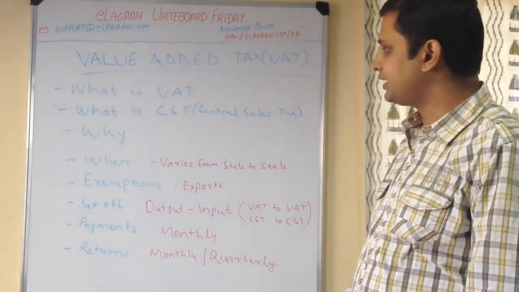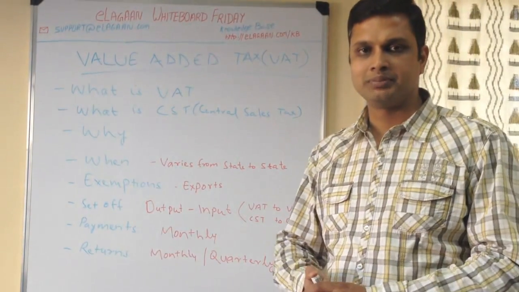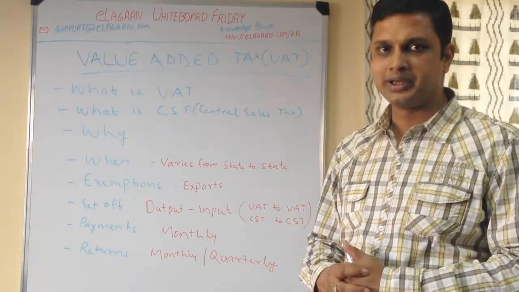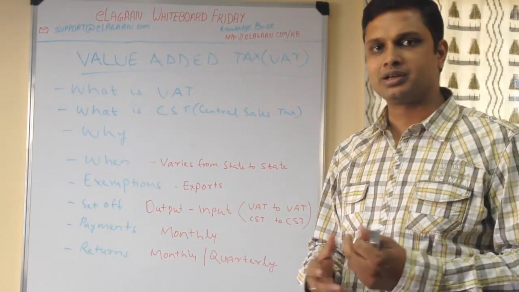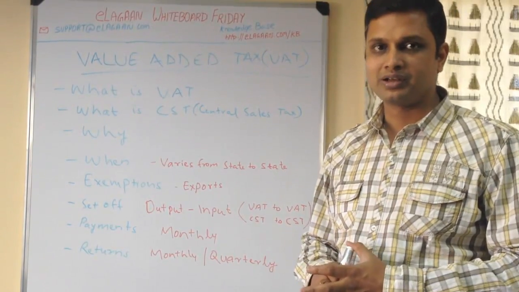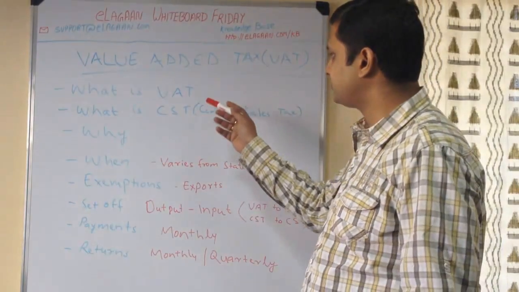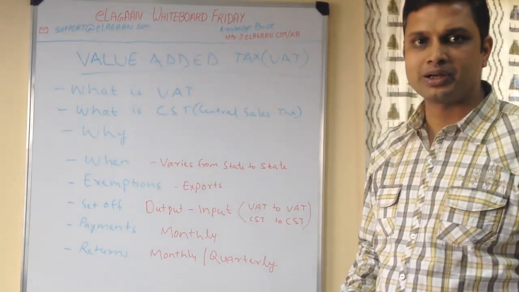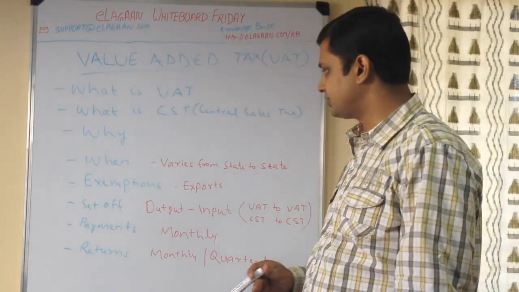Why VAT and CST? Because to keep the revenues of the government going, as you have service tax, tax on production of goods, which is called excise. So you have tax on sales of various products and goods, which is called VAT and CST.